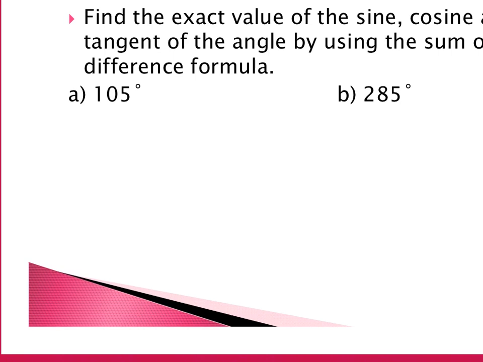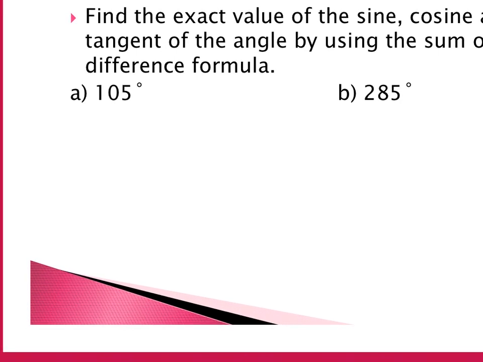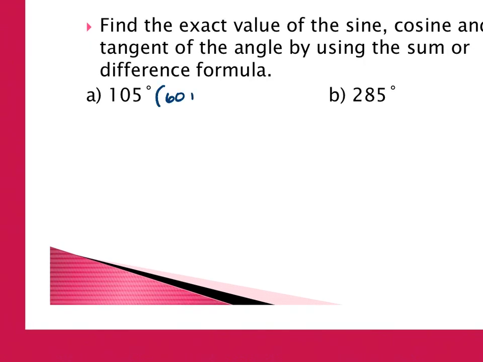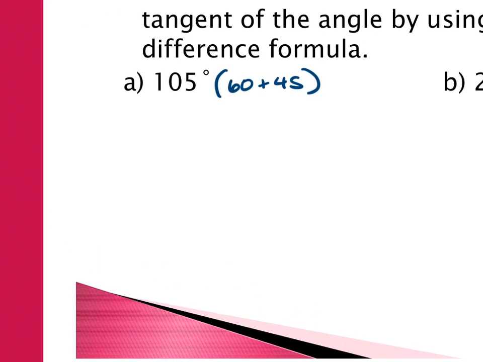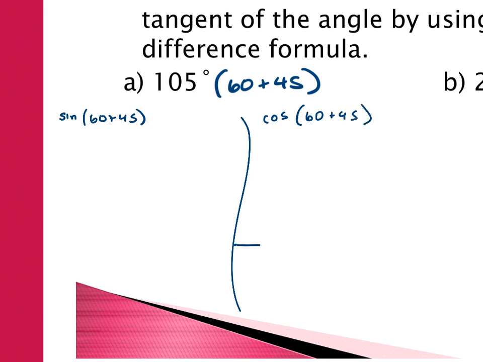I'll give you a hint. If it ends in a 5, it has to involve 45, yes? Yeah. So what happens if I subtract 45? 60. Are 60 and 45 both on my unit circle? Yeah. So I'm going to do 60 and 45. You could have also done 135 minus 30, right? So there's multiple paths to take to get to that answer. All right, so now I'm going to do the sine of these two. And then I'm going to do the cosine of these two. And then I'm going to do the tangent.